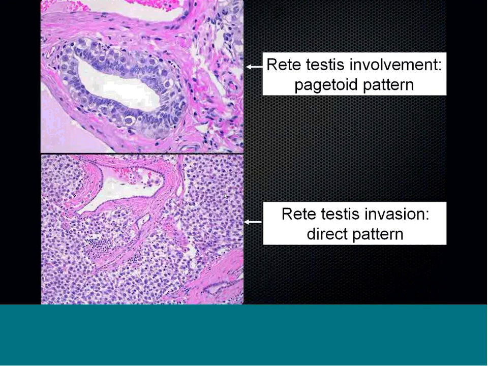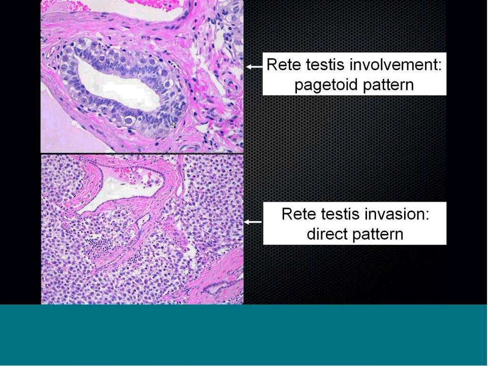To call rete testis invasion, we're required to see presence of tumor cells in the stroma between the rete testis ducts. Pagetoid spread, on the other hand, is defined when involvement is exclusively pagetoid, where individual or groups of cells morphologically identical to intratubular germ cell neoplasia are present below or between the epithelial cells of the rete testis, above the basement membrane. This is a form of extension of in situ tumor into the rete testis duct.